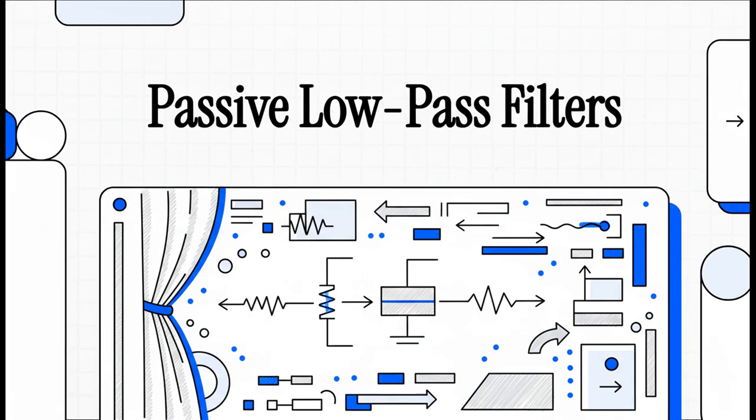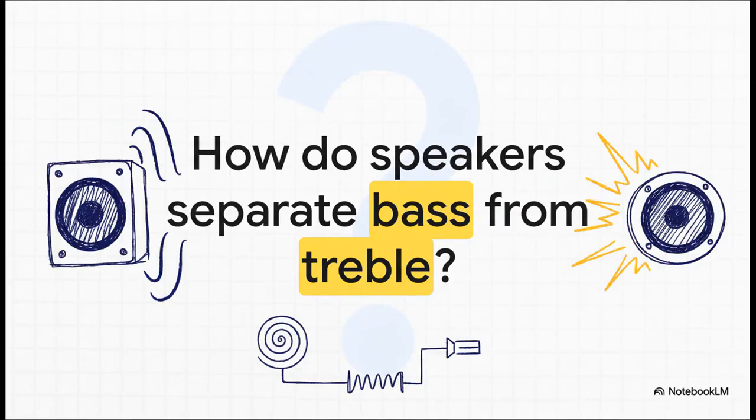All right, let's dive into one of the most fundamental circuits in all of electronics. It's so simple, so elegant, and believe me, it is working all around you right now, in ways you probably don't even realize. Have you ever been listening to a great sound system and just wondered, how does it do that? How does it send those deep, booming bass notes to that big woofer, but at the same time, send the sharp, high-pitched cymbal crashes to that tiny little tweeter? It kind of seems like magic, right?